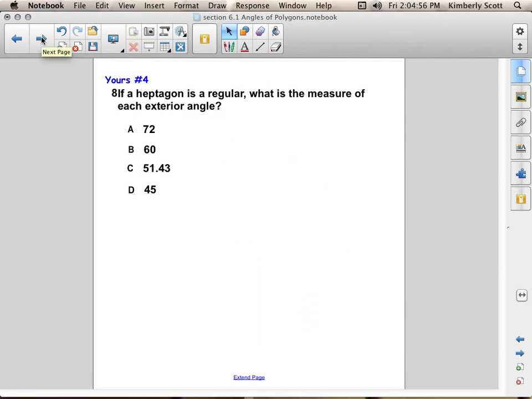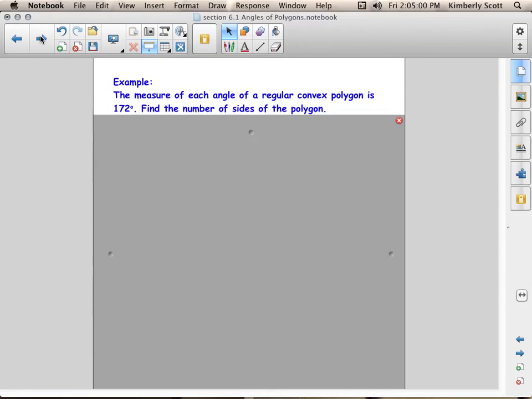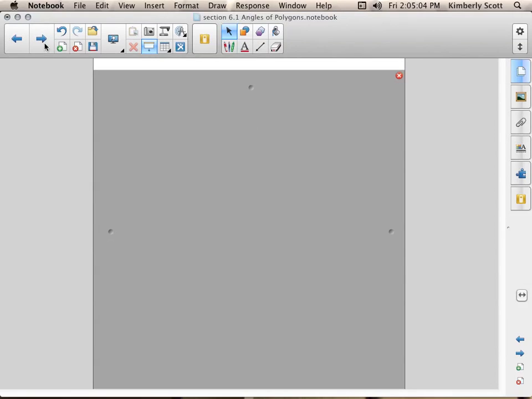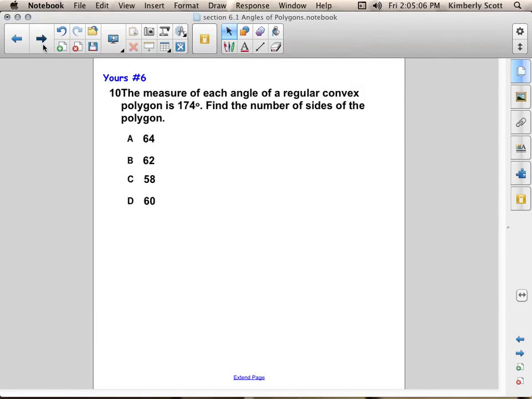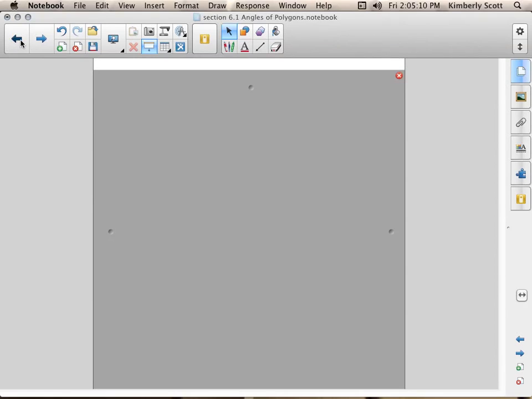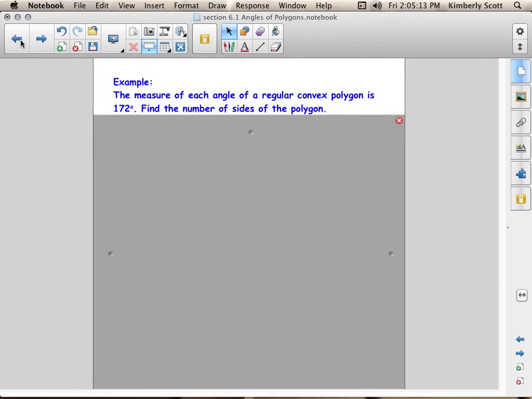Yours number 4 should be a fairly easy question. Yours number 5. And an example that I think finishes us off. Let me just check. Yours number 6. Yeah, that's going to finish us off. So this is the final question that we're going to talk about together. And this is a great question, so pay attention to this one. The measure of each angle of a regular convex polygon is 172 degrees. Find the number of sides of the polygon.